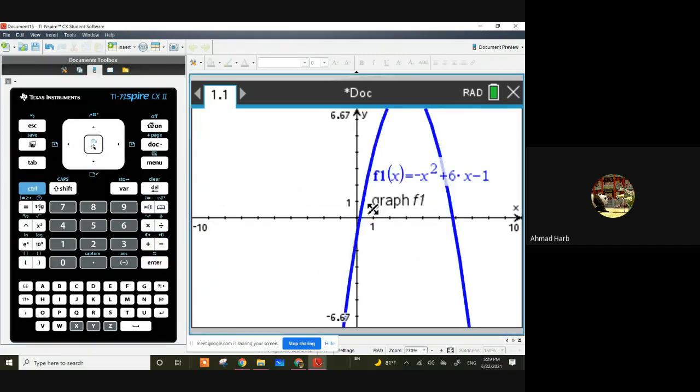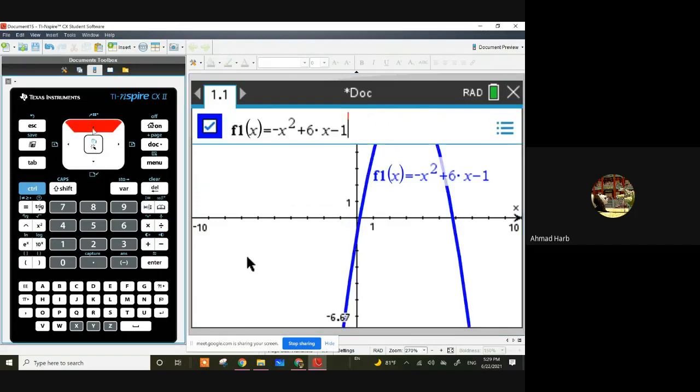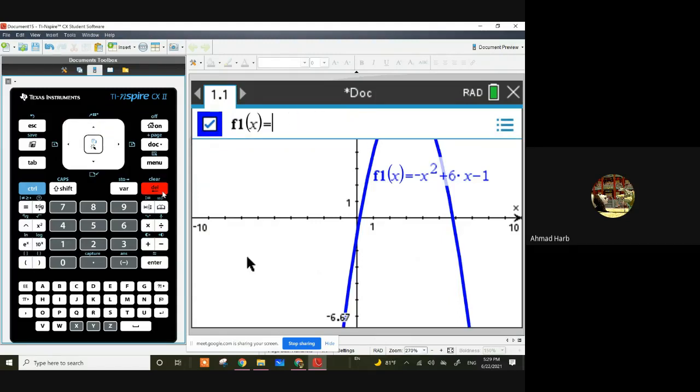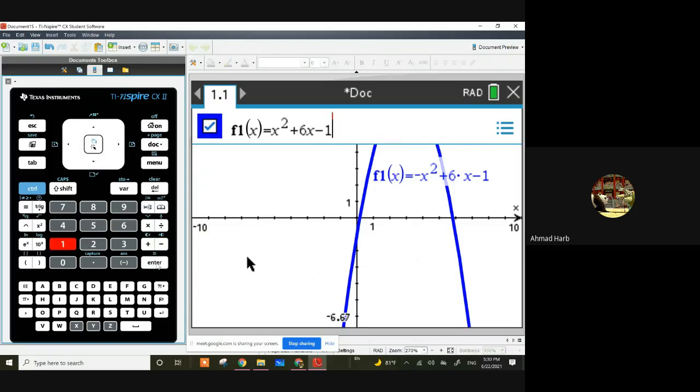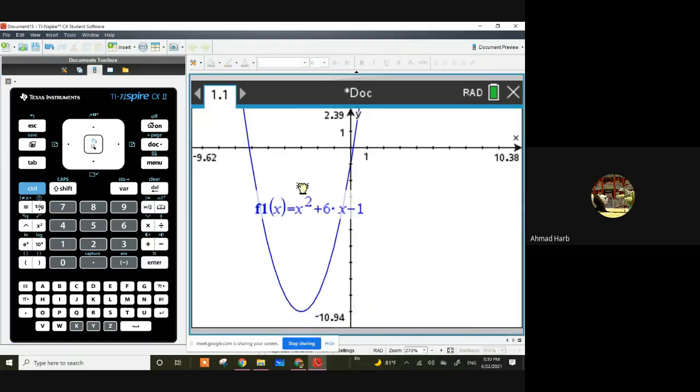No. This is facing down, and that one is like right here. So that's not it. Tab, and let's graph it or delete this one and graph the next one. Is it x squared plus 6x minus 1? I think this is the one. That looks like it. You see?